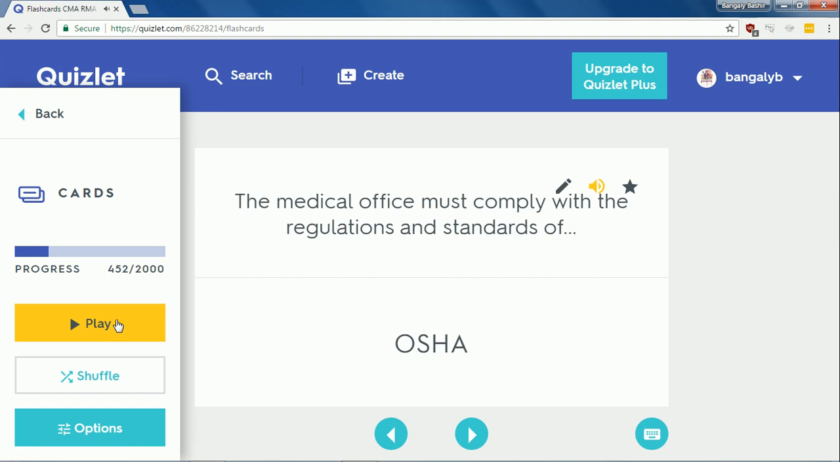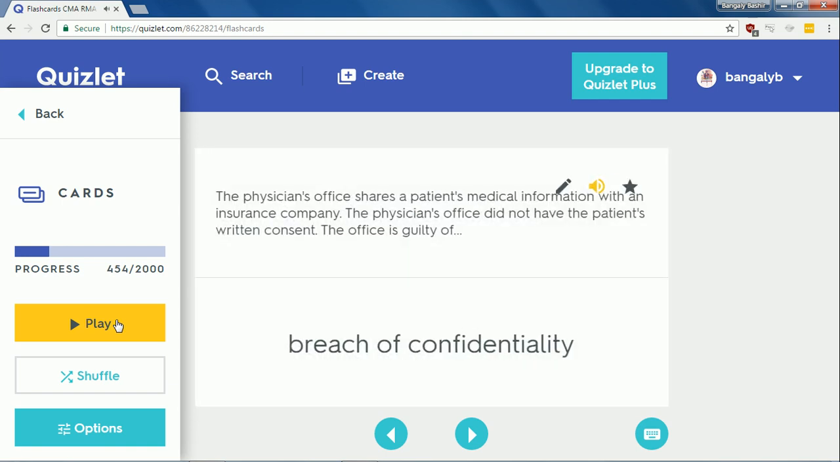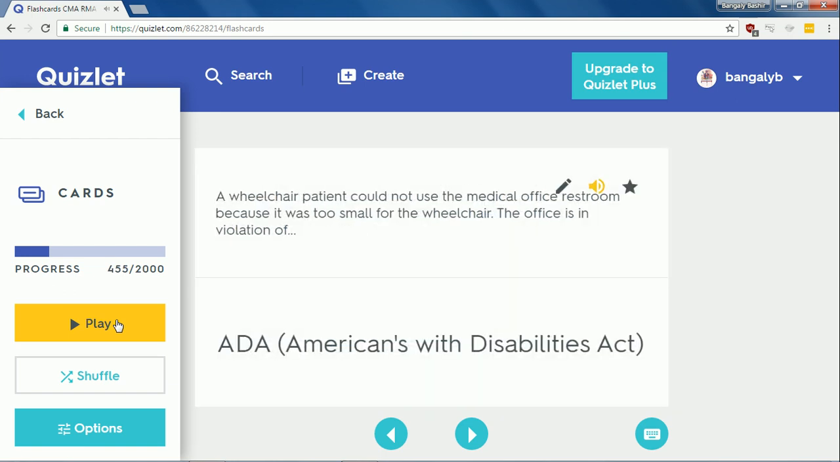The medical office must comply with the regulations and standards of OSHA. The Joint Commission does not set standards and regulations that must be followed by medical offices. The physician's office shares a patient's medical information with an insurance company. The physician's office did not have the patient's written consent. The office is guilty of breach of confidentiality. A wheelchair patient could not use the medical office restroom because it was too small for the wheelchair. The office is in violation of ADA.